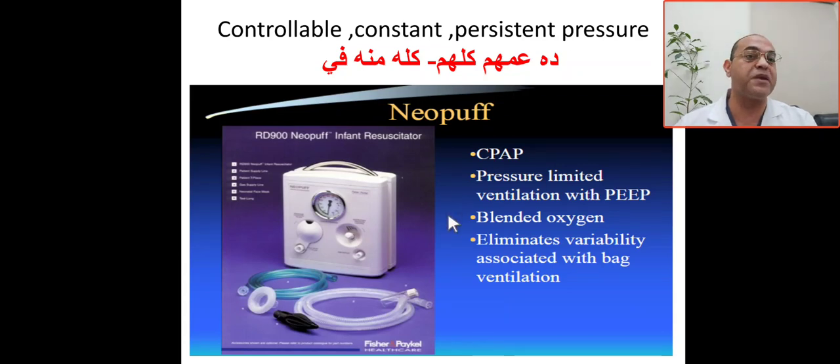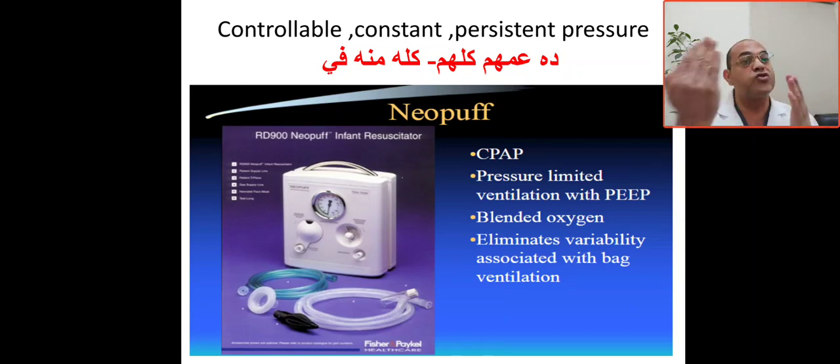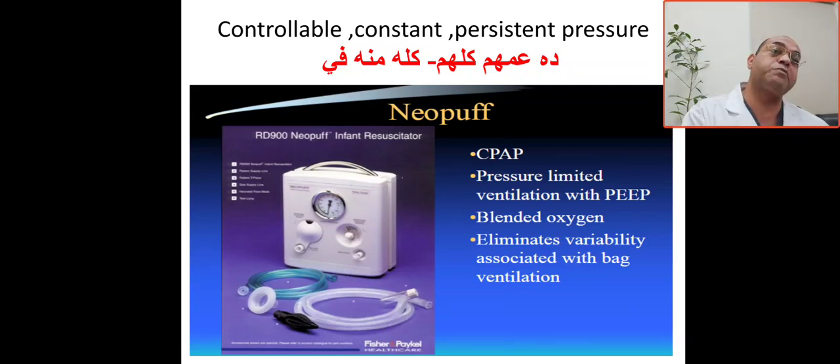The blended oxygen. Blended oxygen is adjustable. I can give 21, I can give 30, I can give 100. So I can initiate a baby of more than 35 weeks with just 21%. If the baby is less than 35 weeks, I will start with 21 to 30%, unless the baby requires chest compression, then I have to increase oxygen to 100%. So I have the variability to use the oxygen: 21 for more than 35 weeks, 21 to 30 for less than 35 weeks, and 100% if there is an indication for chest compression.